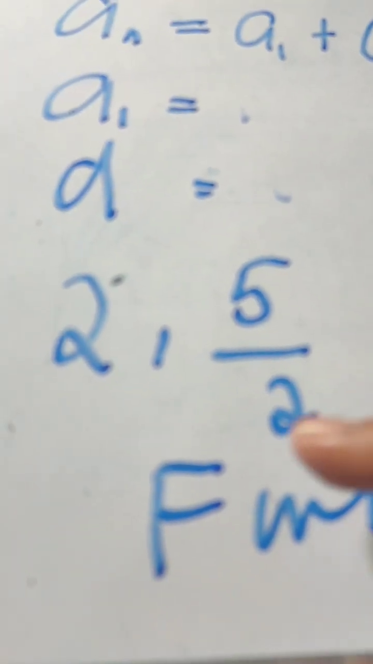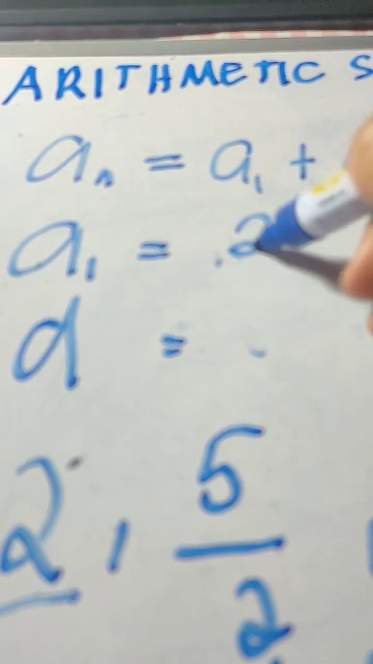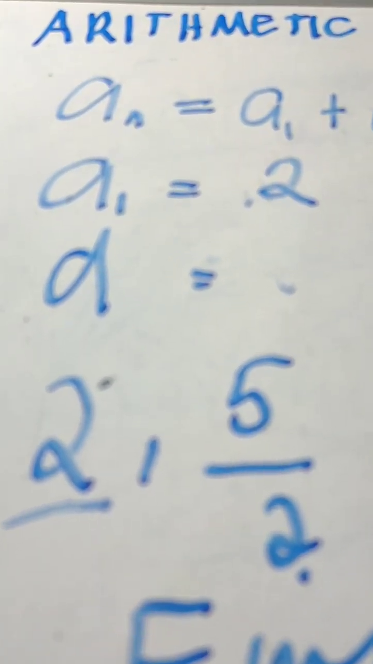So what is our a sub 1 here? The first term is 2. So we'll write it here. 2 is the first term. Our common difference, let us try to have it here. Sorry for the limited space. I hope I can buy a bigger whiteboard next time. So I have here 2, the first term, and the second term is 5 halves. Which is bigger, 5 halves or 2? Definitely, it's 5 halves.